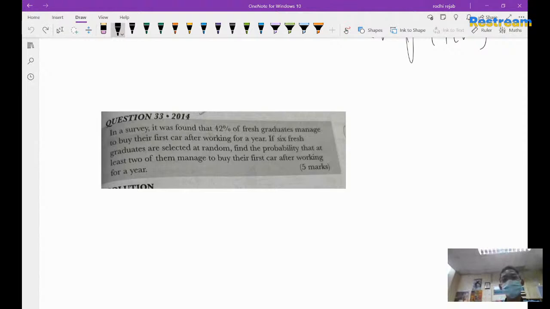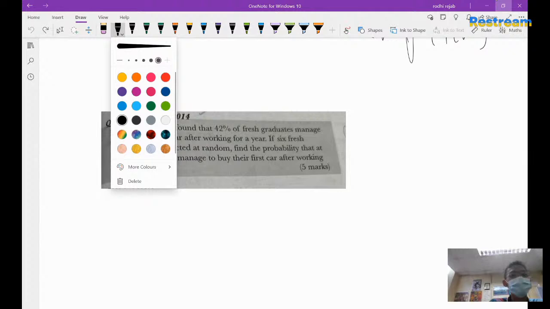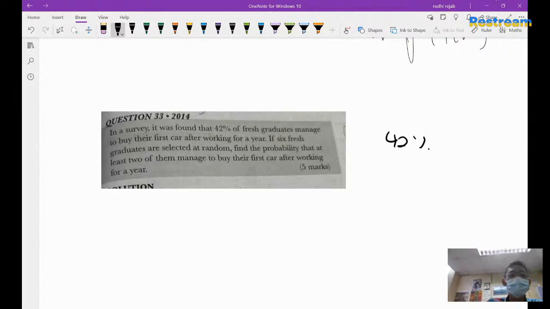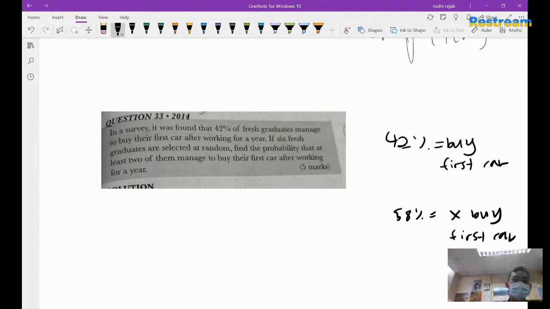Okay. Let's go to the next question. So we know that 42% of fresh graduates buy their first car. This means that the others, other than 42%, failed to buy their first new car. So 58%. From the percentage, we can get the probability. When we want to get the probability, we need to divide by 100. This gives 0.42, and this gives 0.58.